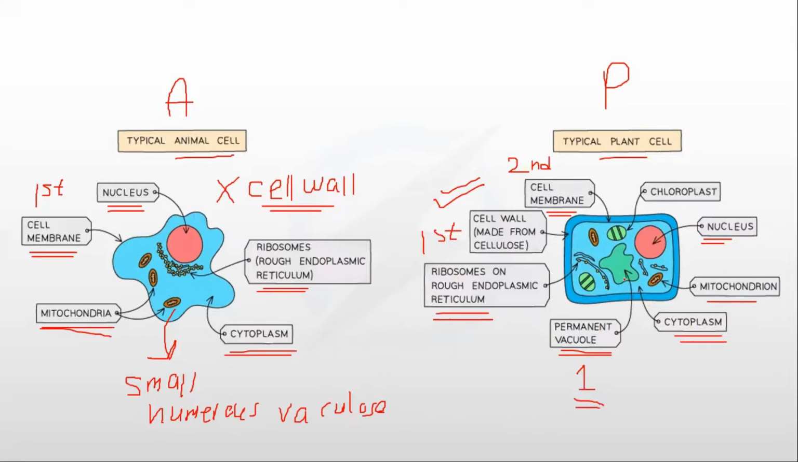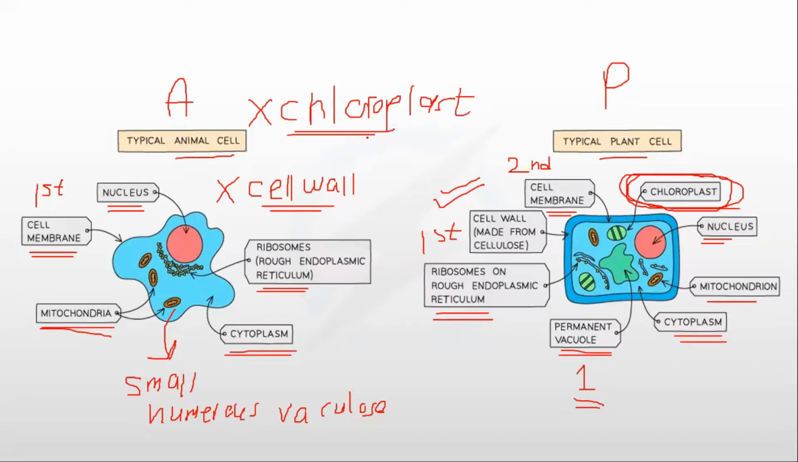Another difference is that yes, plant cells have chloroplasts. Plant cells have chloroplasts, whereas there are no chloroplasts in animal cells. Animal cell के अंदर chloroplasts नहीं होते. Why? Because animal cells do not carry out photosynthesis. Chloroplasts and cell wall, both of them are absent from animal cells, but yes, they are present in plant cells.